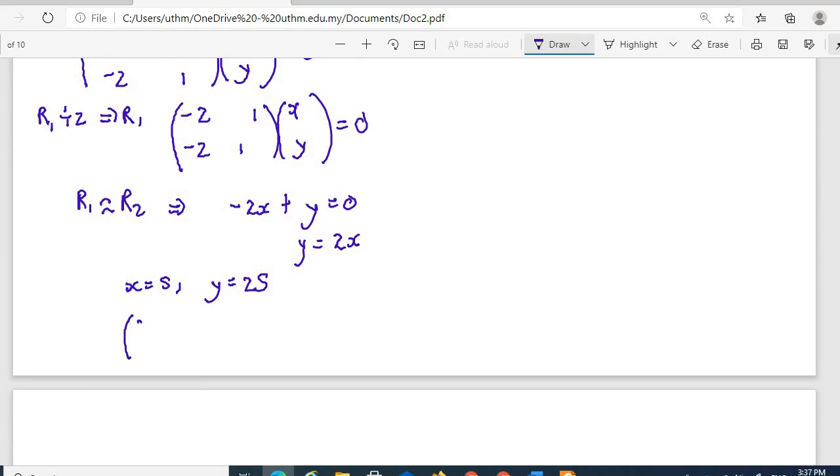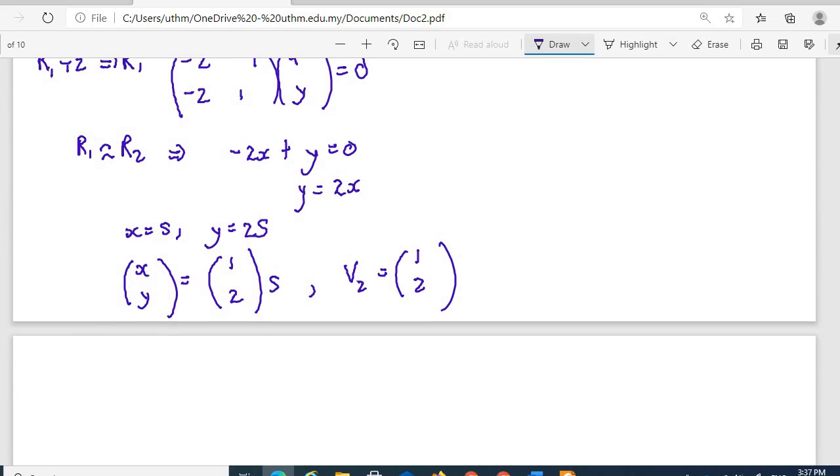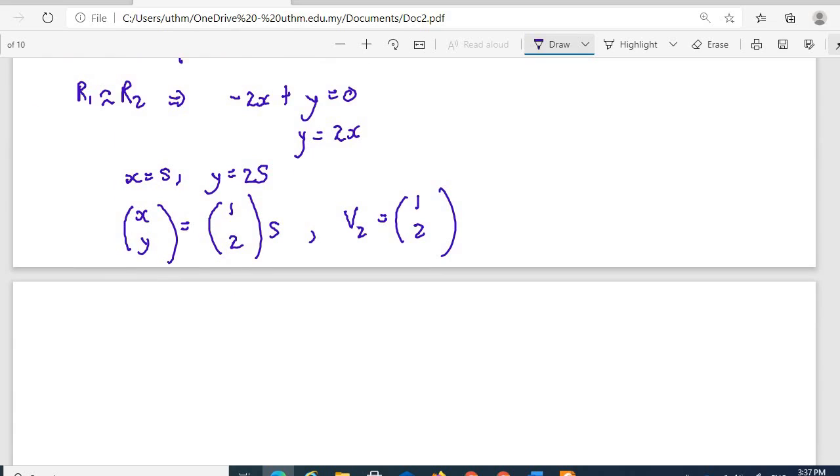Then you have this is x, y. X is 1, y is 2, so s. Okay, letting s equal to 1, you obtain your V2, which is actually 1, 2. Okay, put it into your, this is the IC.